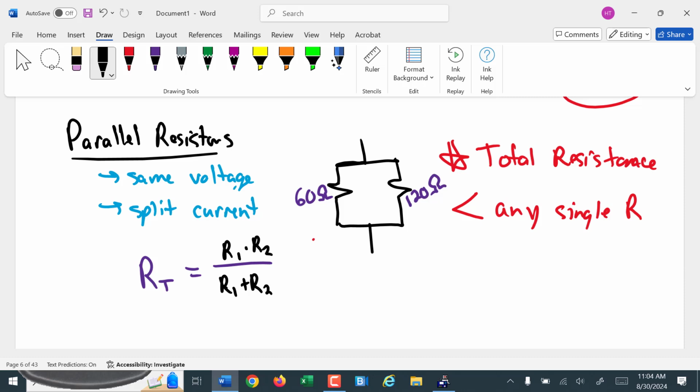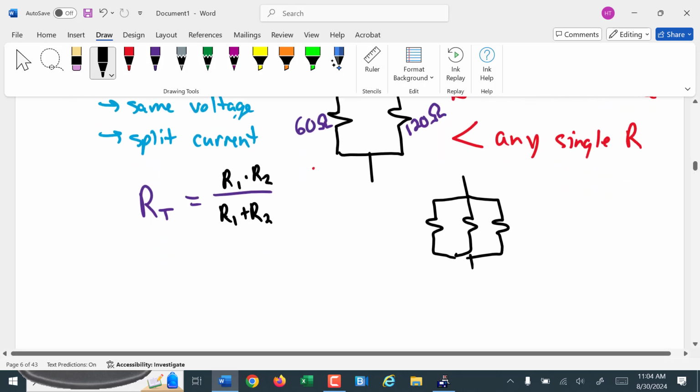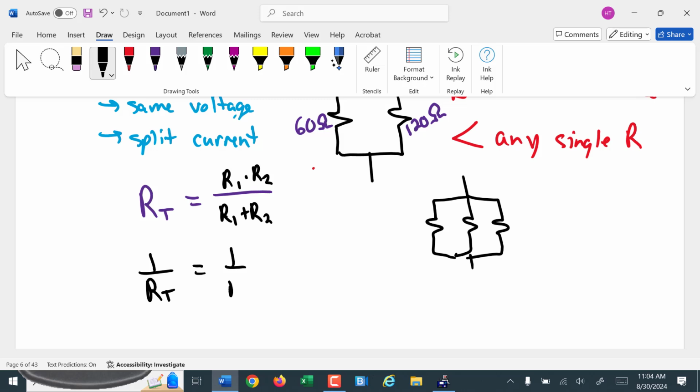How does it put it? Is it RT equals R1 times R2 over R1 plus R2? That formula sucks. It only works if you have only two resistors in parallel. If you have more than two resistors in parallel, it really is horrible to use.